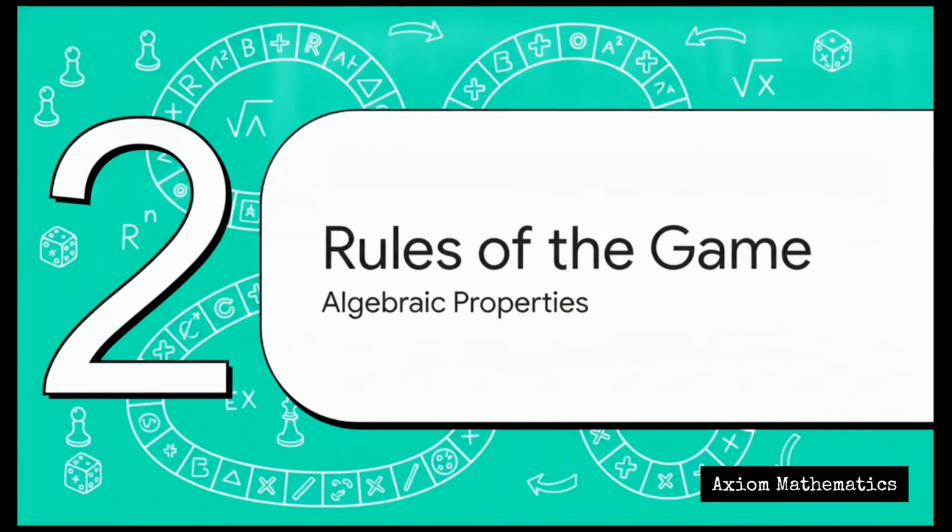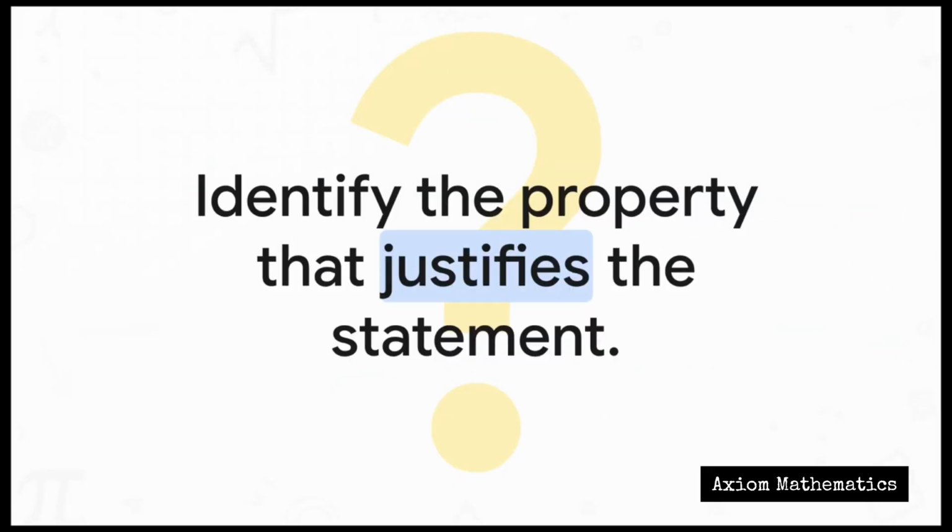Part 2, the rules of the game. Because algebra is essentially a giant game, and we are about to learn the legal moves we're allowed to make. You see, algebra isn't just arbitrary calculations, it's a logical board game. Let's play detective for a minute. For exercise 1.1, questions 2i and 4i, our job isn't actually to solve for x. No, our job is to spot the hidden algebraic law in action and identify the exact mathematical property that justifies these statements.